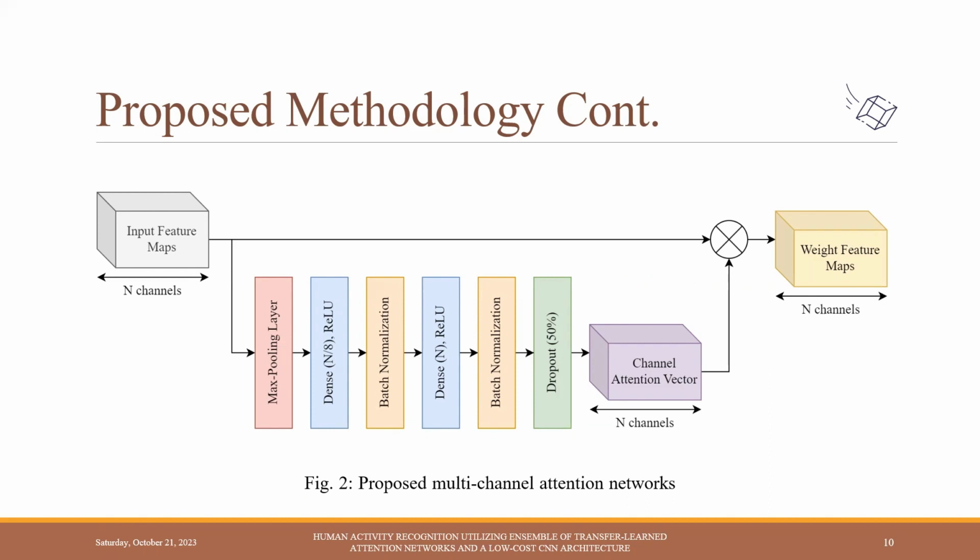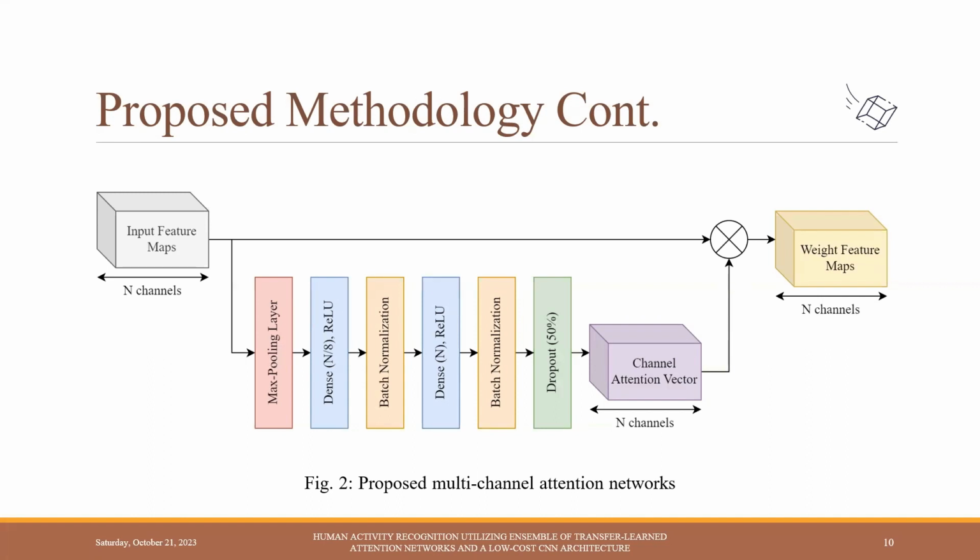Okay, now let's talk about the channel attention network. So here you can see that we have utilized first the max pooling layer, followed by a dense layer that has a size of n by 8, and followed by a batch normalization layer. We know that we use the batch normalization layer to overcome the gradient vanishing problem or covariate shift problems. Then we have also utilized another dense layer of size n, followed by another batch normalization layer, because there is a fear of gradient vanishing or covariate shift problem here. Then followed by a dropout to reduce the overfitting. And then we are getting the channel attention vector.